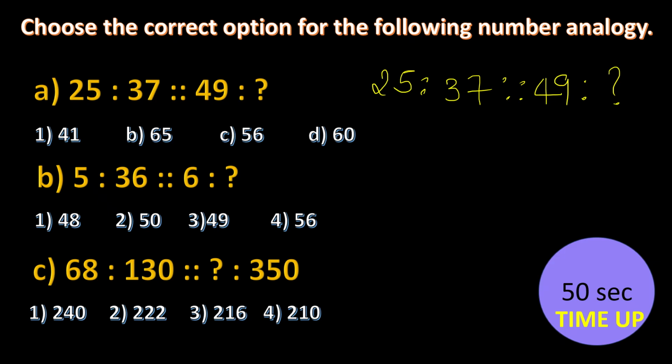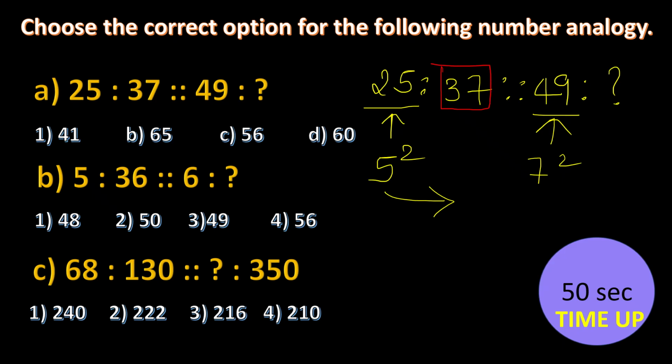Next one comes to square. Okay. So if you see 25, 25 is the square, 5 square is 25. Correct? Then you have 7 square here. 7 square is 49. Correct? But after 5 square, 6 square should come. That is 36. But what have they given? They have given 37.